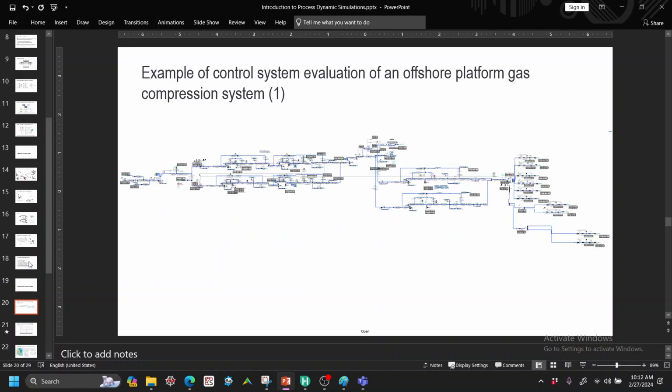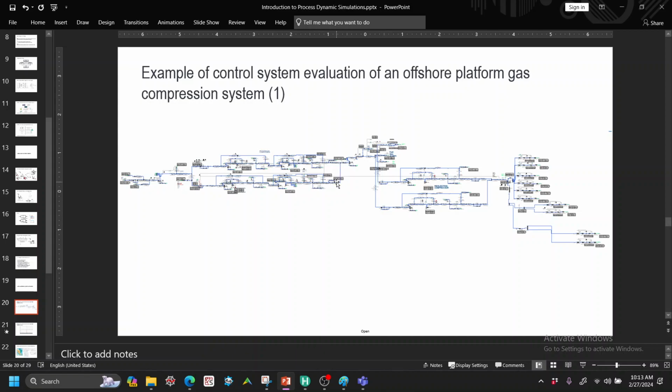So this is an offshore platform gas compression system. I deliberately made this very small so that you cannot read it. But nonetheless, we have gases coming from different wells, right? So 1, 2, 3, 4, I don't know, somewhere around here. And then we have a gas compression system in a platform. This is train 1 and this is train 2. And then they are compressed, right?